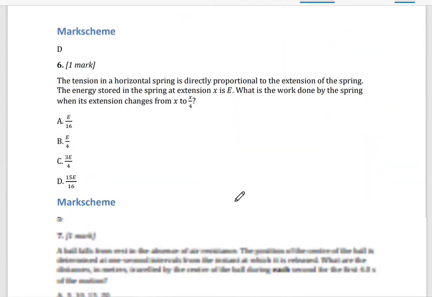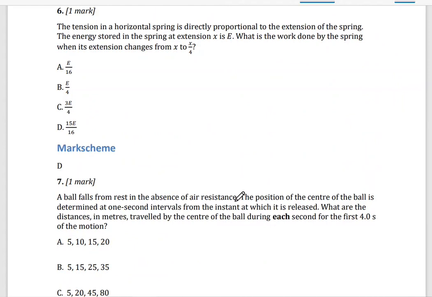Question number 6. You have the tension in a horizontal spring directly proportional to the extension of the spring. The energy stored in the spring at extension X is E. So you have a spring. If I apply the force in this direction, the spring will extend a distance X. Okay. Now the energy here is E, so this one I'm going to call E1.